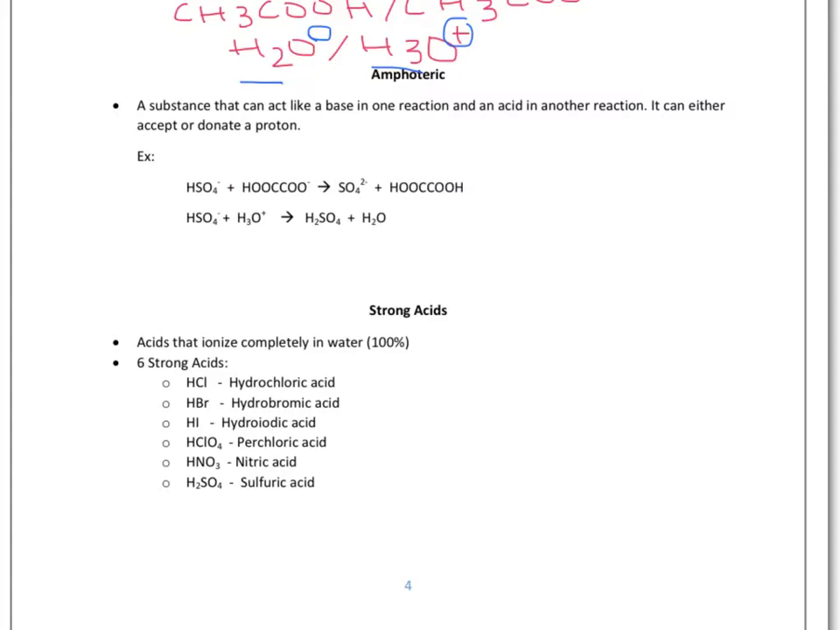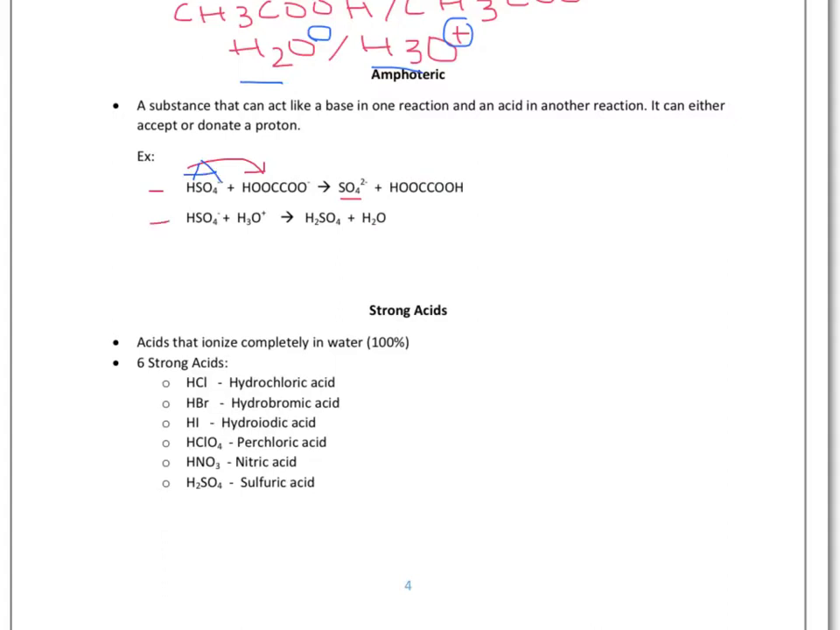Let us look at the example of HSO4 negative. HSO4 negative is an amphoteric substance. Let us look at the first line. In this case, HSO4 negative is reacting with HOOCCOO negative. Looking ahead at the products, it should be easy to see that HSO4 negative must give away its hydrogen in order to produce SO4 2 negative. In this case, since HSO4 negative is donating a proton, it is acting as the acid.